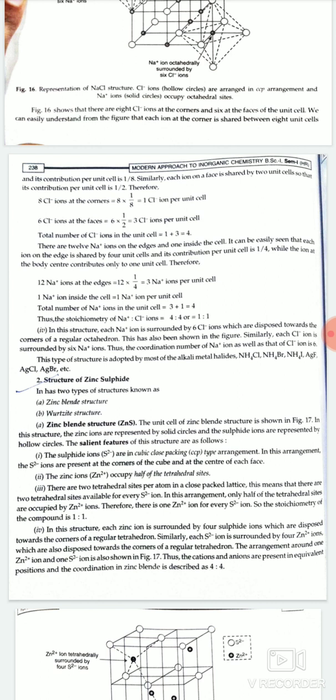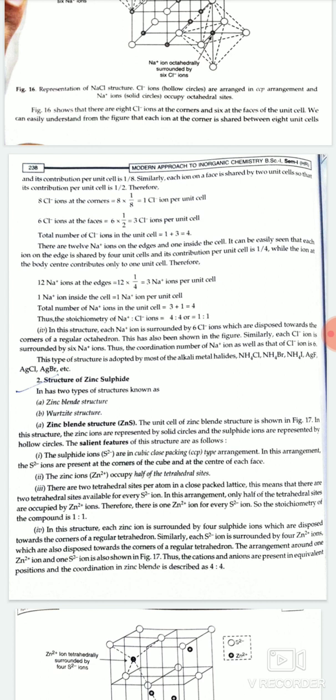This type of structure is adopted by most of the alkali metal halides, that is NH4Cl, NH4Br, NH4I, AgF, AgCl, AgBr, etc. Second is the structure of zinc sulfide. It has two types of structure known as zinc blende structure and Wurtzite structure. First is zinc blende structure, that is ZnS.